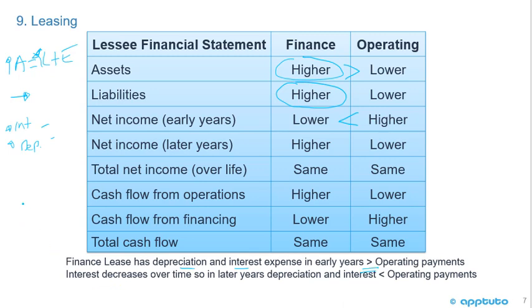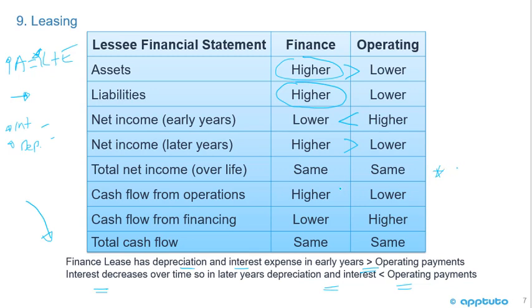But what happens with a loan over time? With a loan over time, the interest decreases, okay? The interest expense decreases over time. So in later years, the depreciation and interest is less than the operating payments. So in the early years, the net income on a finance lease is lower, but it crosses over and it's higher in the later years. The total net income over the life is the same. It's just a timing issue, okay?